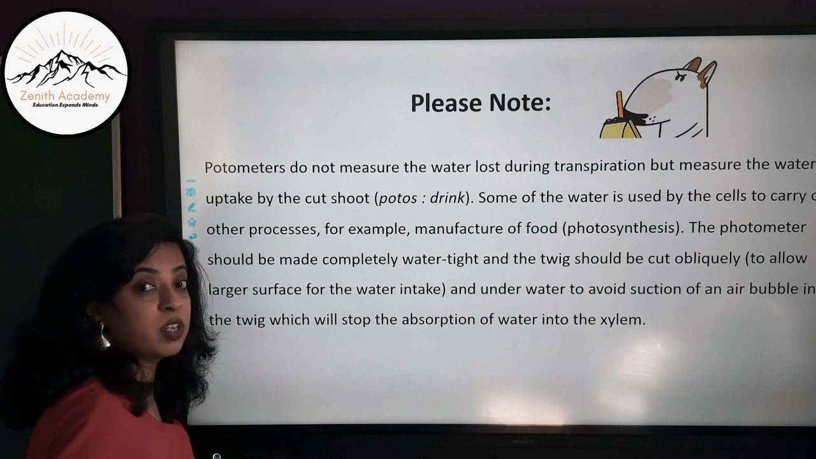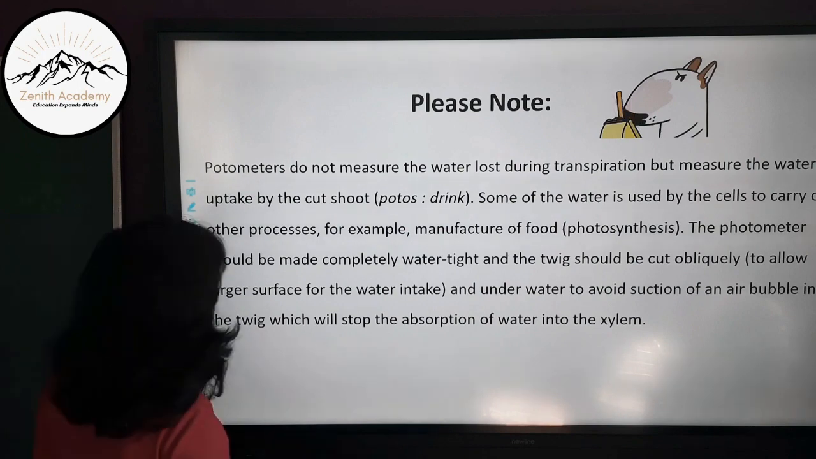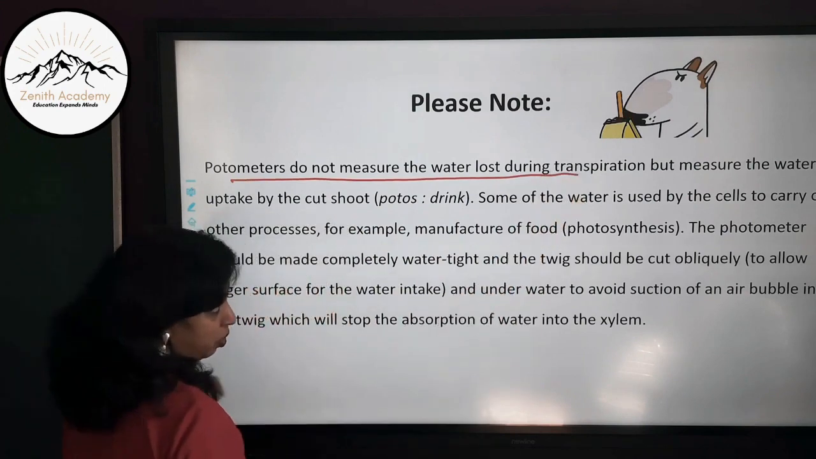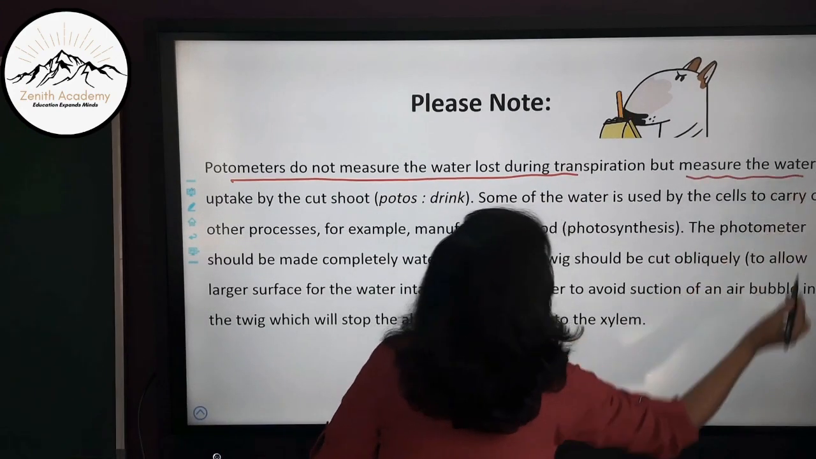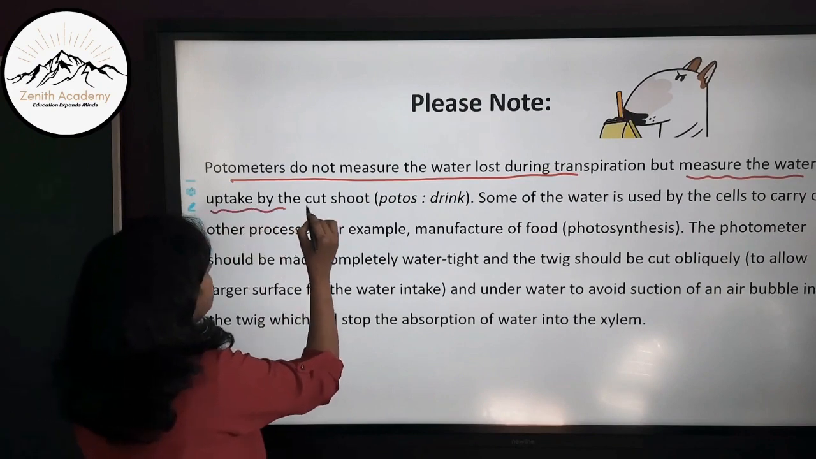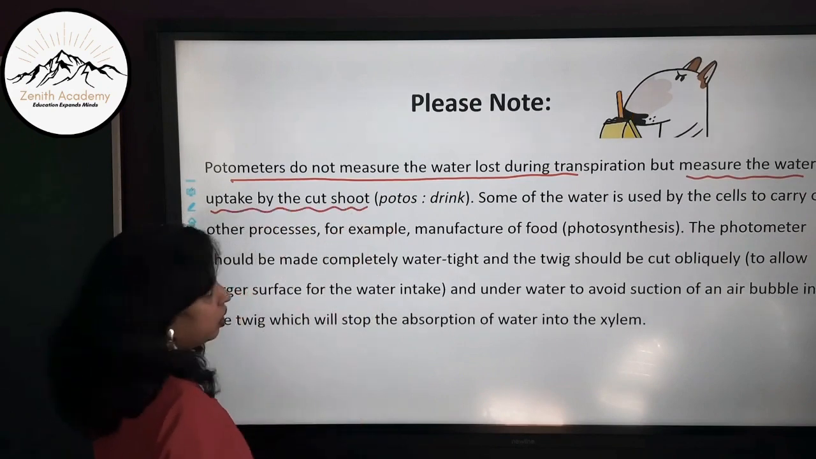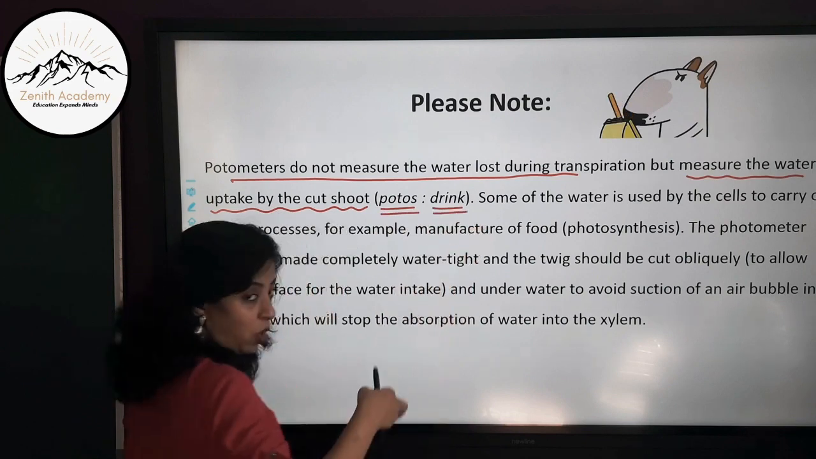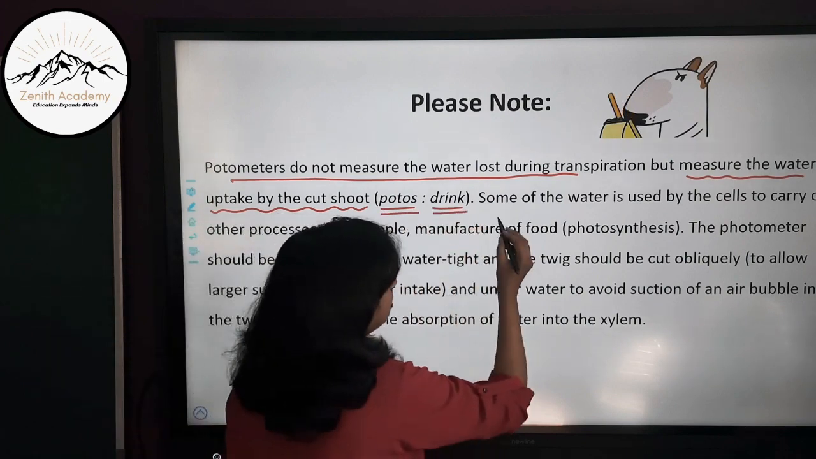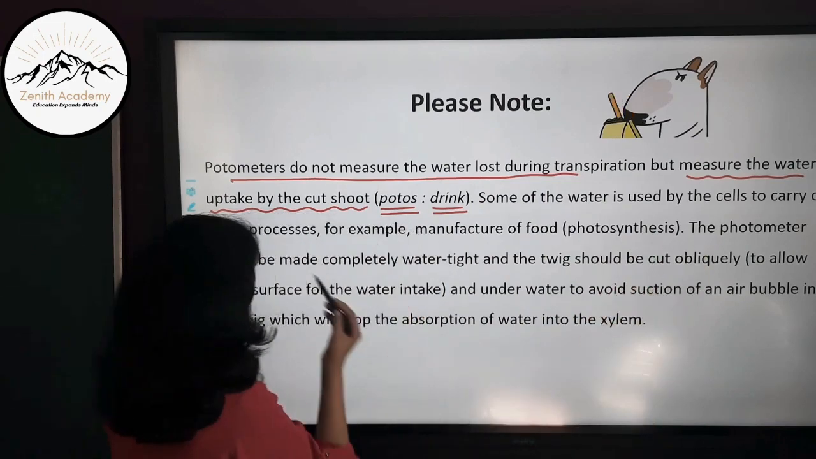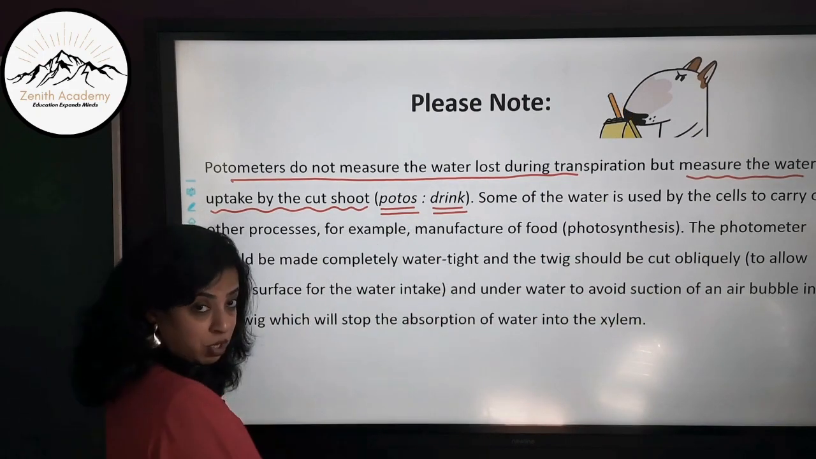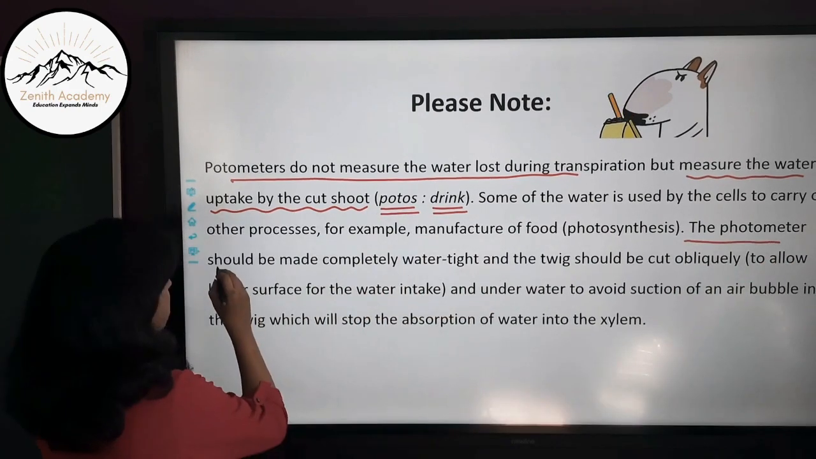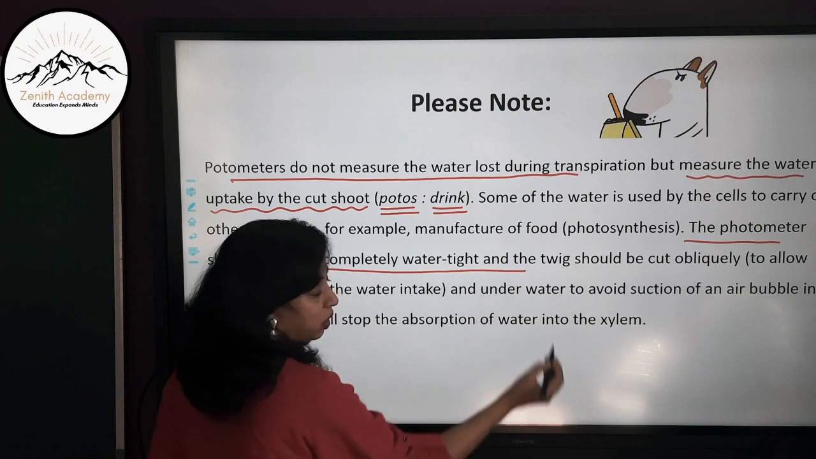Now these points are very important to note for a potometer. Potometers do not measure the water lost during transpiration, but they measure the water uptake by the cut shoot. That is why the name, poton, meaning drink: how much water it has taken up. Some of the water is used by the cells to carry out other processes, for example the manufacture of food, photosynthesis. And the potometer should be made completely watertight.